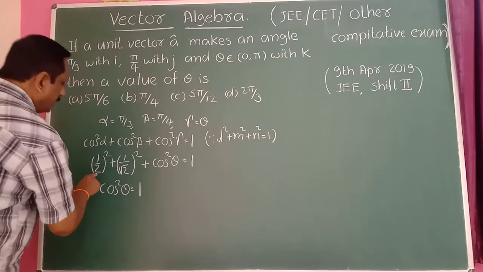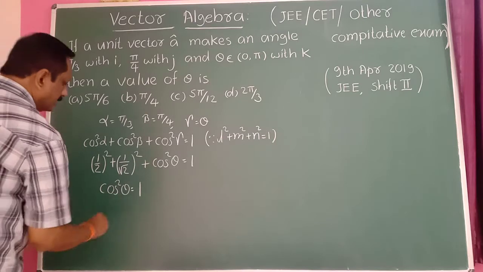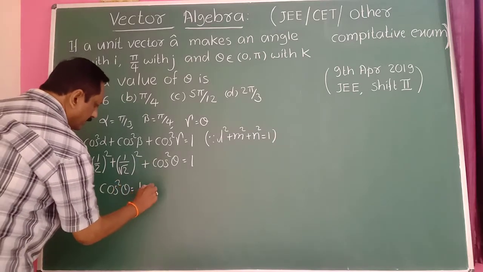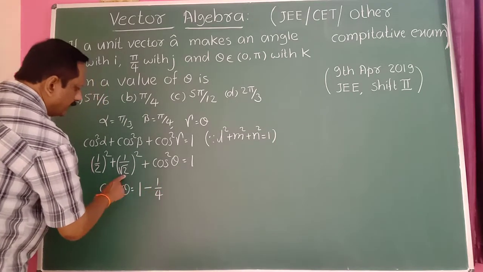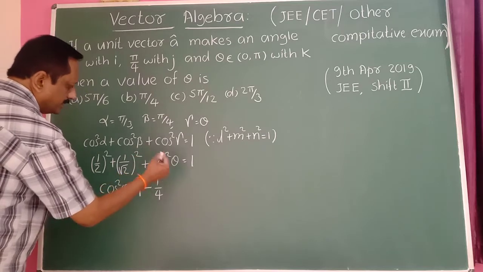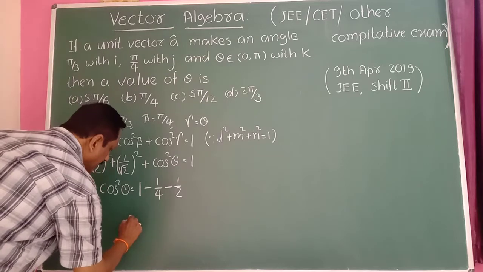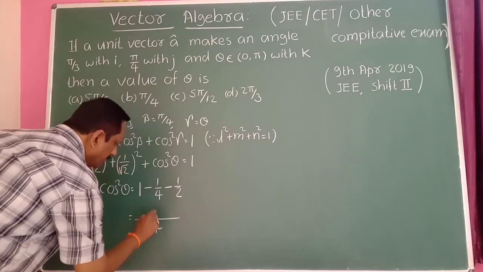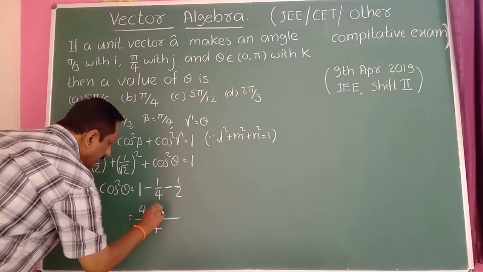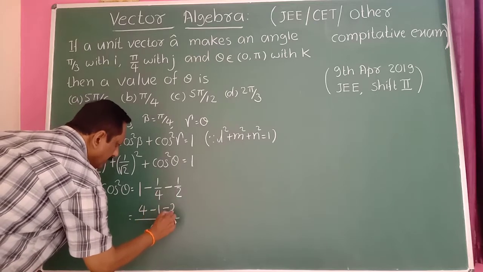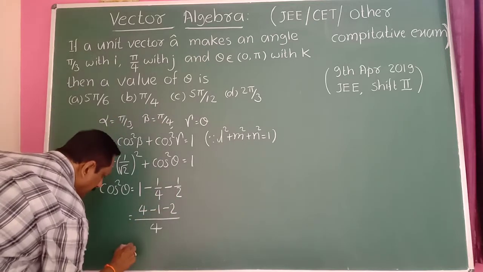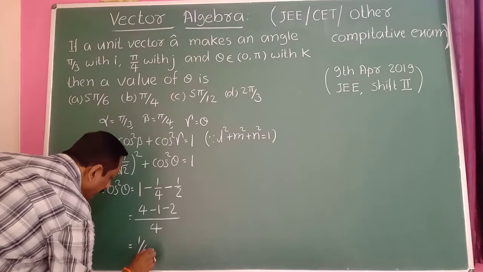Hence cos square theta is equal to 1. Take 1 by 2 square to the right hand side here. 1 by 2 square is 1 upon 4 here. So minus 1 by 4. 1 by root 2 square is 1 by 2. Take this one to the right hand side here. So minus of 1 upon 2. Hence 4 LCM here. Then 4 ones are 4. Minus 1. 2 twos are 4 here. 4 minus 3 becomes 1 here. So 1 divided by 4.